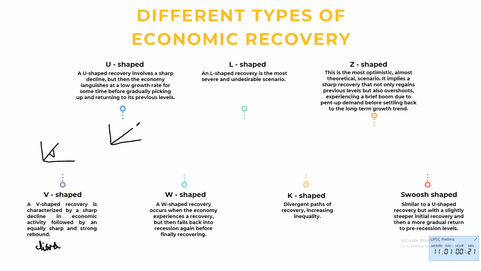Next one is U-shaped. Here, the shape goes like this. It involves a sharp decline, but then the economy languishes at a low growth rate. Slowly, it starts to pick up before gradually returning to its previous level. Like in the US, the 1990-91 recession of the US is one such economic recovery.